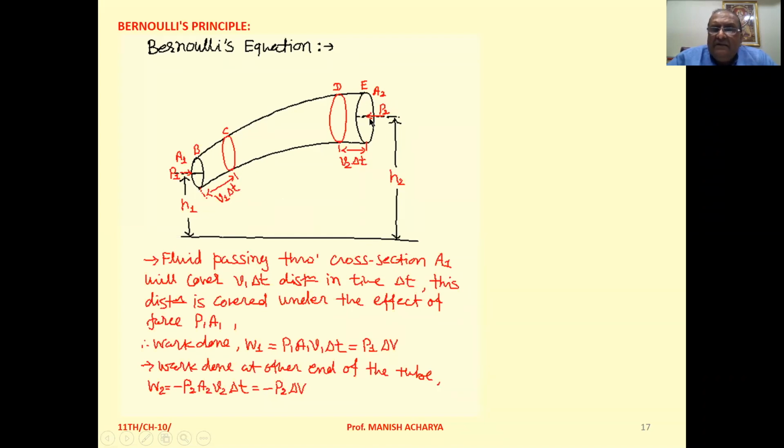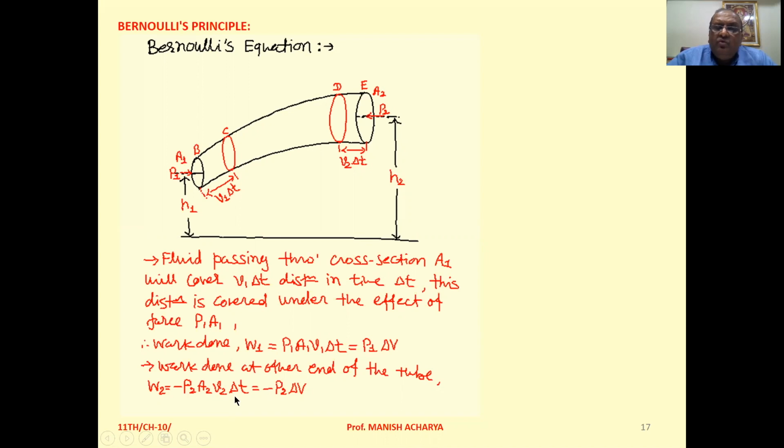It implies that the pressure on the fluid, that will be here in opposite direction of its flow. Now force, that is P2A2, displacement of the fluid, that is in this direction, and force due to the pressure, that is in opposite direction. So we can say work done at other end of the tube, W2, that is P2A2 V2 delta t, and here displacement and force are opposite, so we have to introduce negative sign.